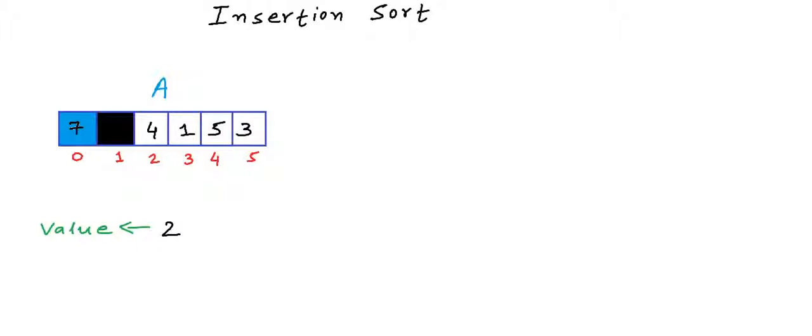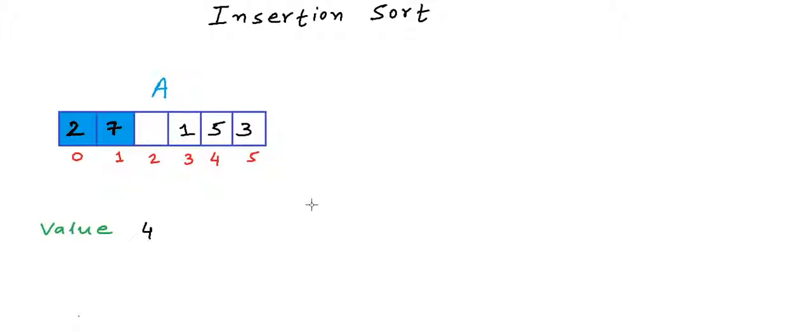Now, to insert 2 into the sorted subset, we will shift all numbers greater than 2 in the sorted part by one position to the right. We have only one element at this stage in the sorted subset, 7, which is greater than 2, so 7 will be shifted one position towards the right and the hole will go to position 0. And now we will fill up 2 in the hole, and now we are sorted till index 1.